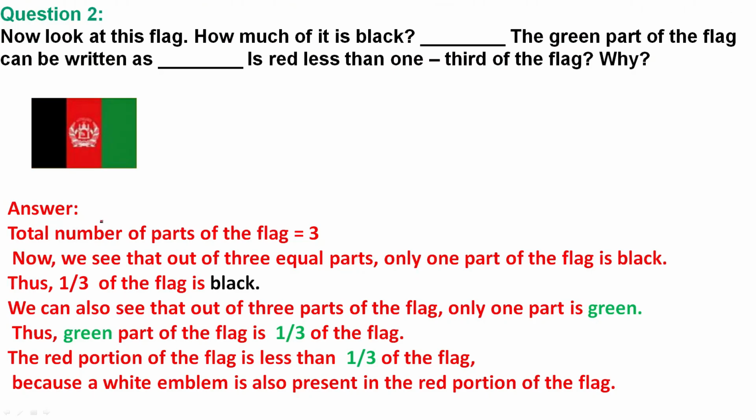Now look at the flag. How much of it is black color? Now the total number of parts of the flag is 3. We see that out of 3 equal parts, only one part of the flag is black color. That is 1 by 3. We can see that out of 3 parts of the flag, only one part is green. That we can say 1 by 3 of the flag is green.